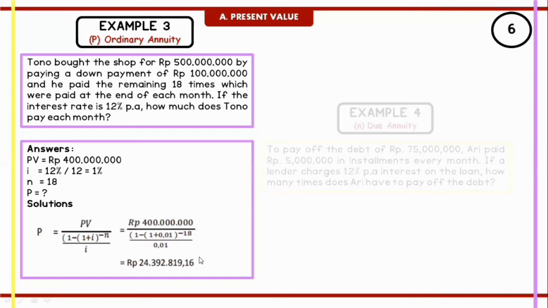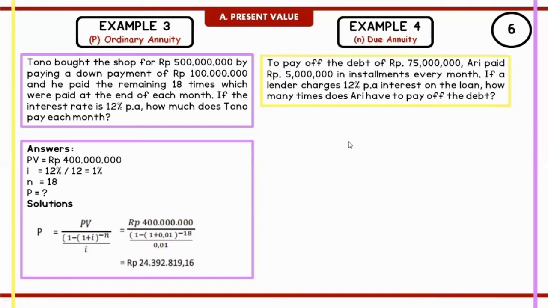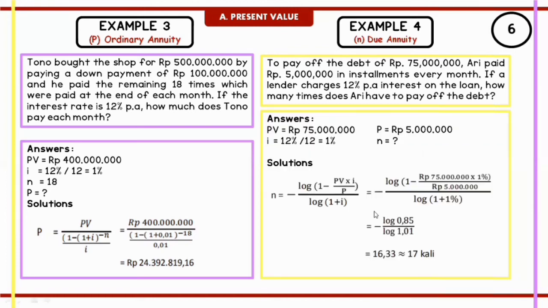And next, example 4, for how to find n or period of due annuity. To pay off the debt of 75 million rupees, Harith paid 5 million rupees in installments every month. If a lender charges 12% per annum interest on the month, how many times does Harith have to pay off the debt? From the formula of n, we got this.